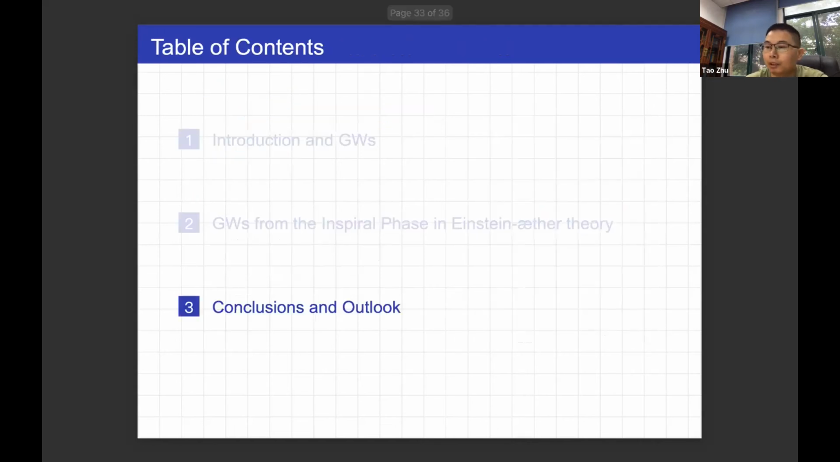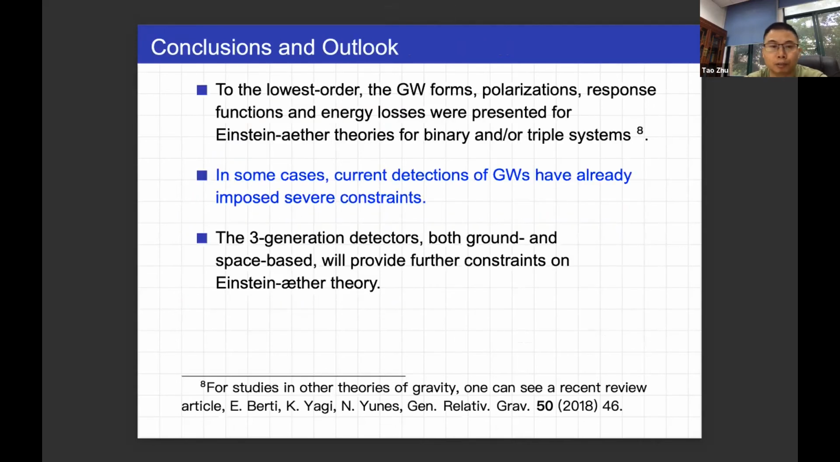Now it's time to make some conclusions and outlook for future plans. The conclusion can be summarized by the following points. First, we calculated the waveforms, polarizations, and response functions of gravitational waves emitted from binary and triple systems in Einstein-aether theory. Second, as we have shown in some cases, the properties of gravitational waves can be sharply different from those in GR. Therefore, current or future observations can be used to place constraints on the theory.